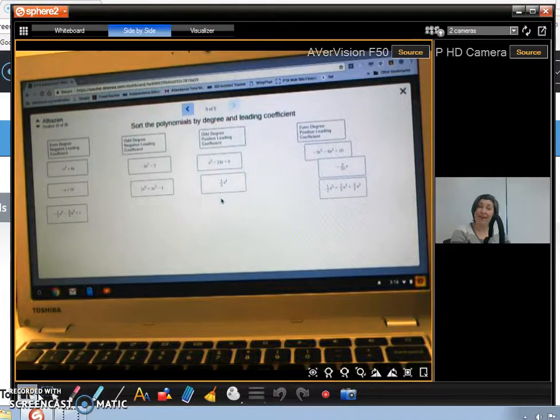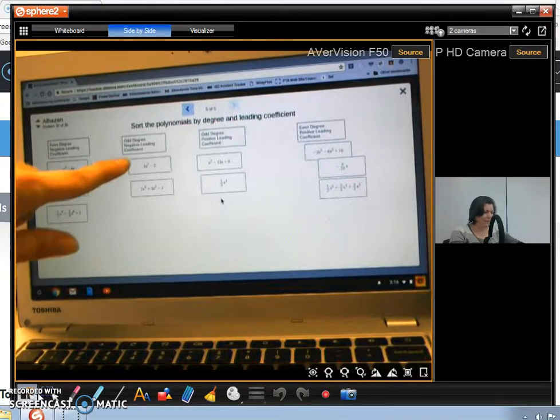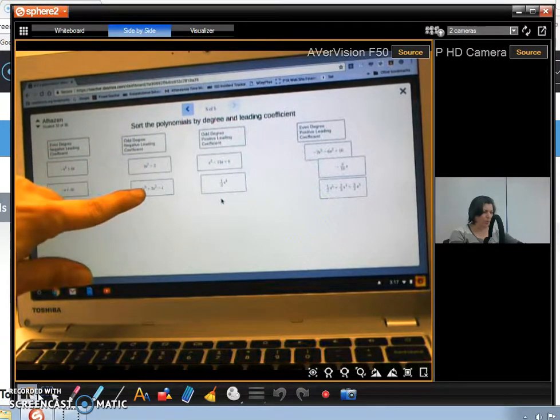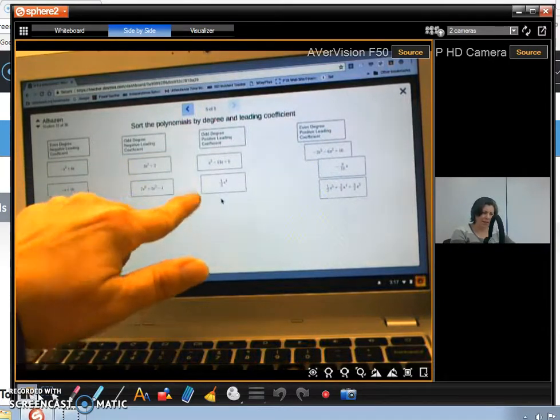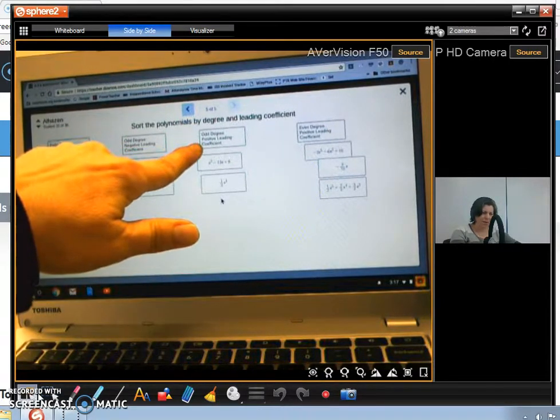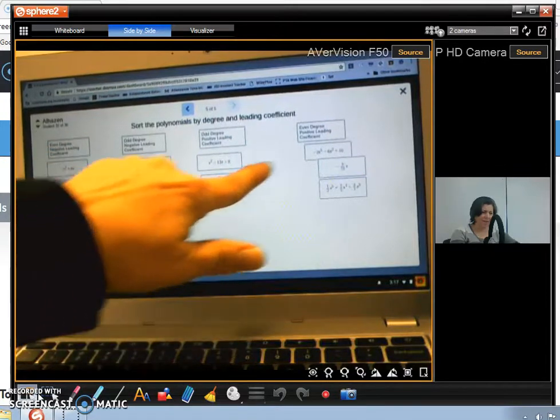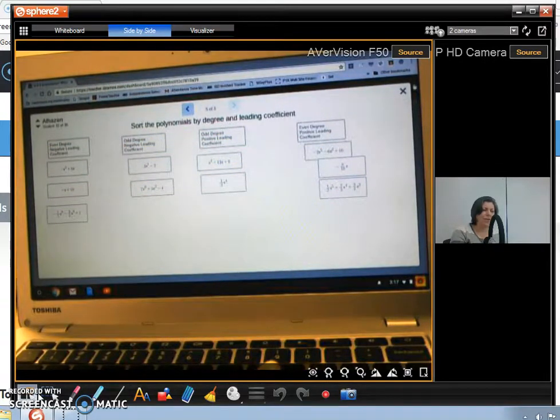And apparently he had enough time. Or she. We don't know. It's an anonymous name. Even degree. Oops, not there. Negative leading coefficient is a yes. Odd degree. Oops, not quite. Negative leading coefficient struggle in there. Positive and odd, not there. Okay. But do you see the power of this dashboard?